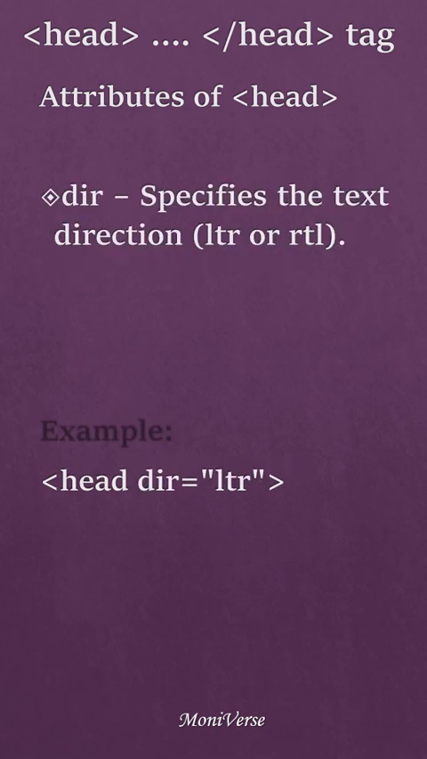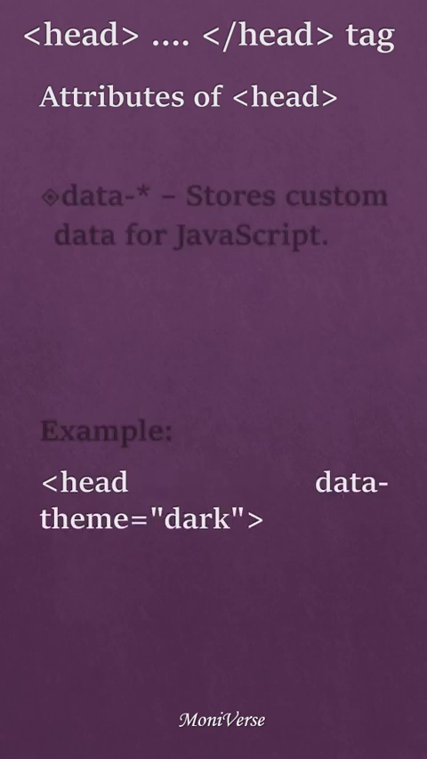Next comes dir. This is used to specify the text direction, whether it has to be read from left to right or from right to left. So here is an example. Here the direction shows the text has to be read from left to right, which is indicated by LTR.